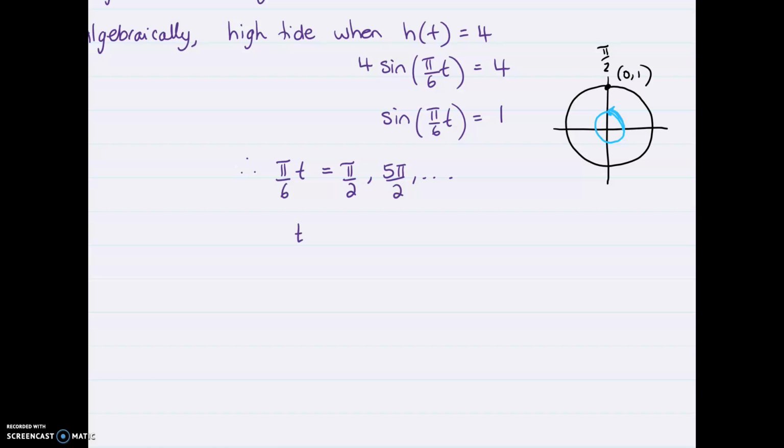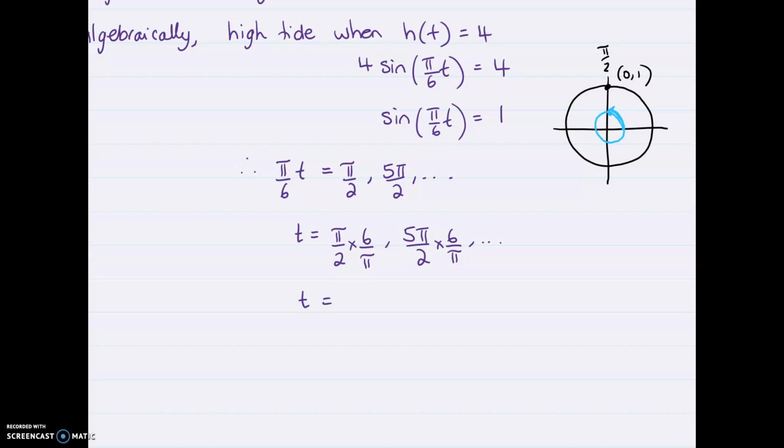So to get t on its own, we're going to divide both sides by pi on 6. You can't divide by pi on 6, but you can times by 6 on pi, times by the reciprocal when you move it over. And rather than work them all out, I'm just putting dot, dot, dot to show that this continues.